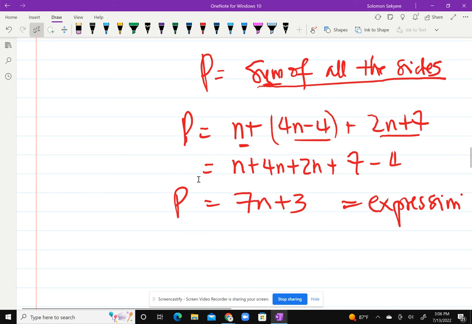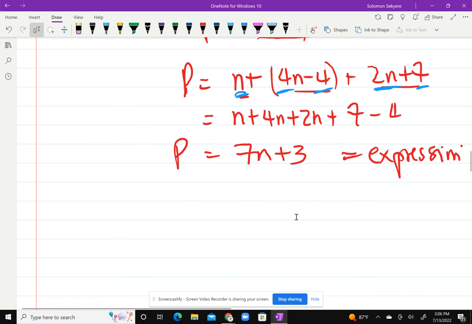So I open the parentheses. I collect my like terms: n, 4n, 2n. I collect them, and I collect my integers, positive 7, negative 4. What do I have? I have 7n plus 3. This is the expression for the perimeter in terms of n.